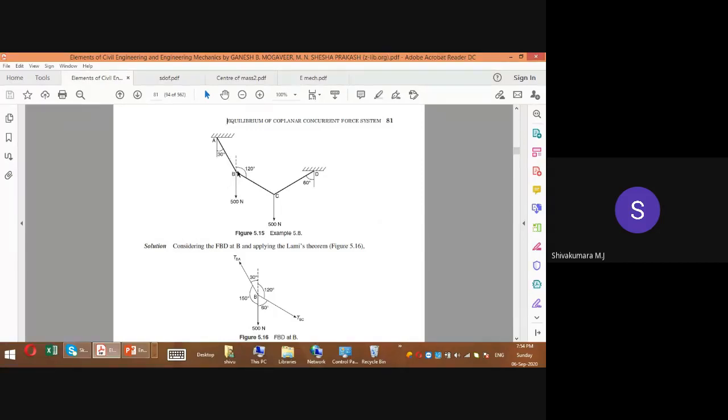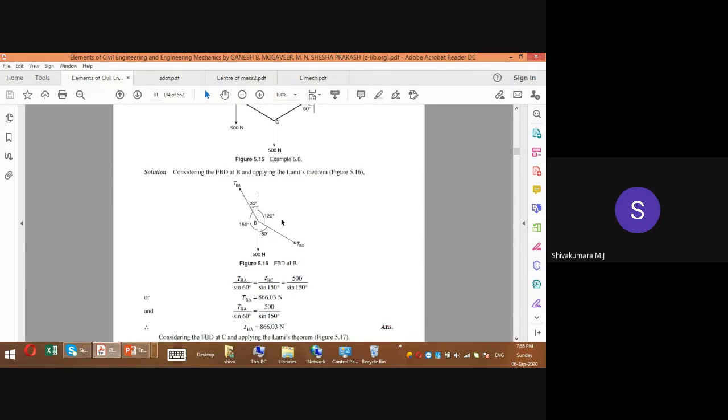When we consider joint B, there is the vertical force of 500 Newton, then the tension force in this cable, which you name TBA, and the tension force in this cable, which you name TBC. The angle is already given as 120 degrees in the problem statement, so the remaining angle will be 180 minus 120, that is 60 degrees. Here 30 degrees is given, so the alternate angle is also 30 degrees. The remaining angle will be 180 minus 30, that is 150.